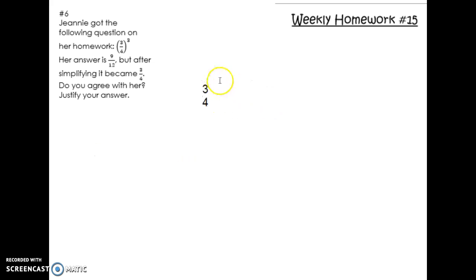So if we have 3/4 to the third power, I know I need to rewrite this real quick. This essentially means, when I have my parentheses like this, that all these are going to be multiplied by 3. So we would do 3 times 3 times 3 over 4 times 4 times 4. And what will we get? Would you get 9/12? Or would you get something else? What's 3 times 3 times 3?